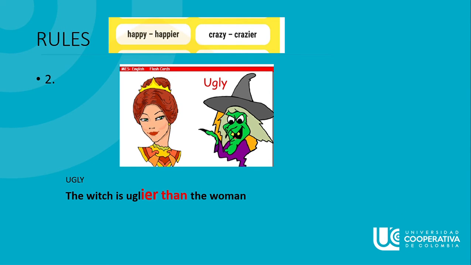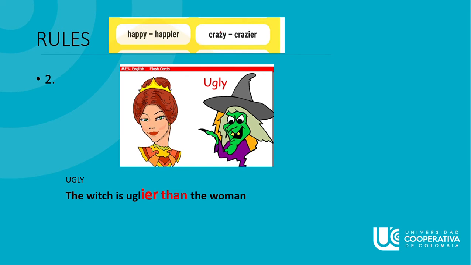Now we have rule number 2. In this case, we are looking at adjectives that end with Y. In this case, we have to change the letter Y into the vowel I, and we add -er at the end of this adjective to become a comparative.